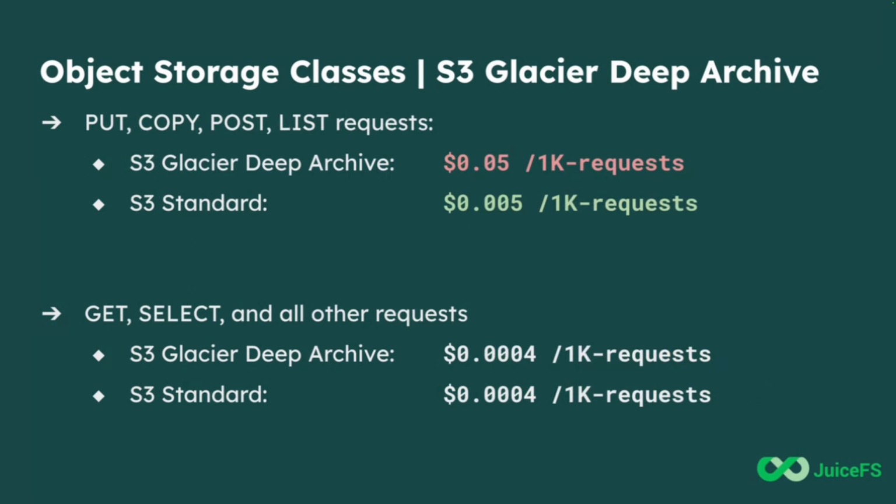For read and write, let's go with read first. After the data is restored in S3 Glacier Deep Archive, the price is the same for Deep Archive and for Standard. So when we get objects, it's the same for both. But when we write to these two different storage classes, the prices differ as well. S3 Glacier Deep Archive is 10 times more expensive than Standard when we are writing objects to it.